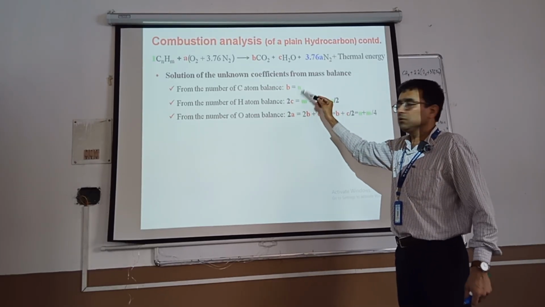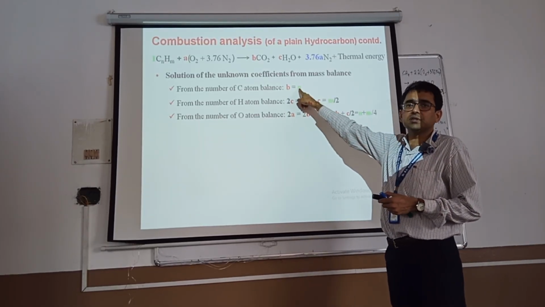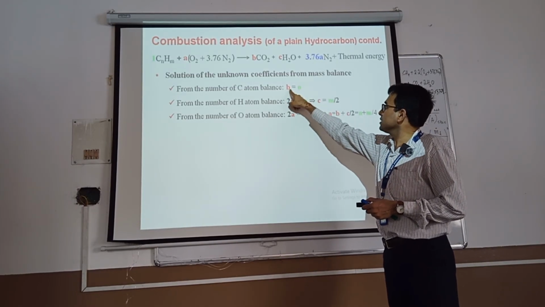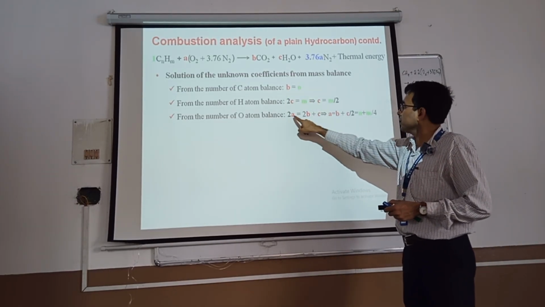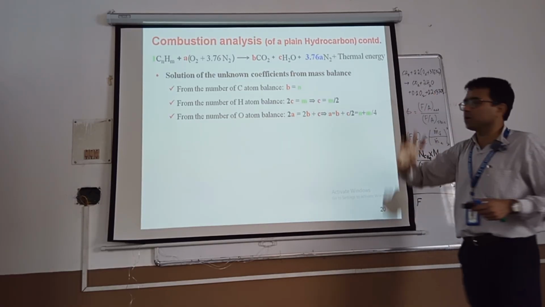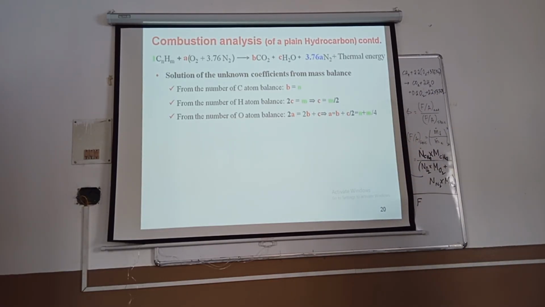b is equal to known. Known things I have given with green and unknown things I have given with red. So b is known, c is known, therefore a will be known. a is equal to n plus m by 4. Okay, is it clear? Is it clear to all? This type of problem may come, so you have to know it properly.